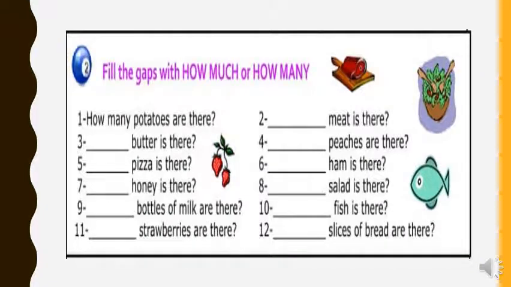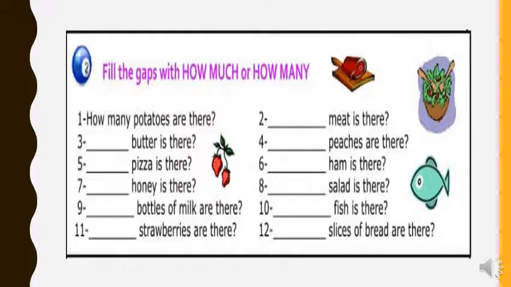Here we have to fill in the blanks with how much and how many. How many is used for the countable nouns and how much is used for the uncountable nouns. So if you start with number 2, meat is there. How much meat is there? How much butter is there? How many peaches are there?